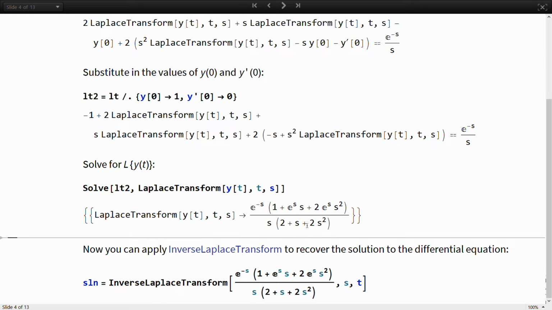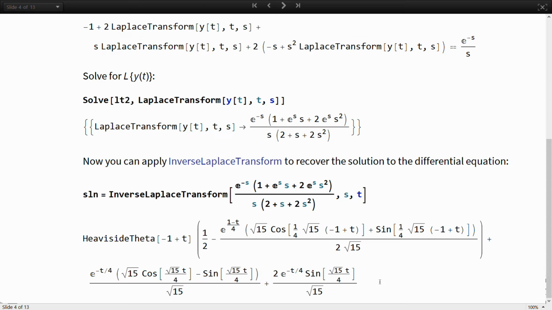We now have an expression for the Laplace transform of the solution, so we can apply the inverse Laplace transform to obtain the solution to this differential equation.